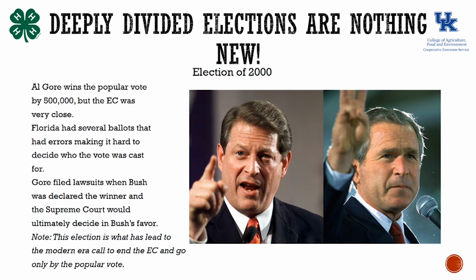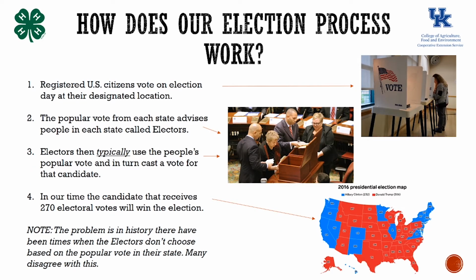Now, I also want to point out that this election is what has led to, in the modern era, a call for ending the Electoral College and going solely by the popular vote. Now, I've said all that. We've had contentious elections before, but maybe some of you are unsure about how the voting process works altogether. I'm going to briefly tell you how that works. Again, you'll want to take some time and investigate on your own.